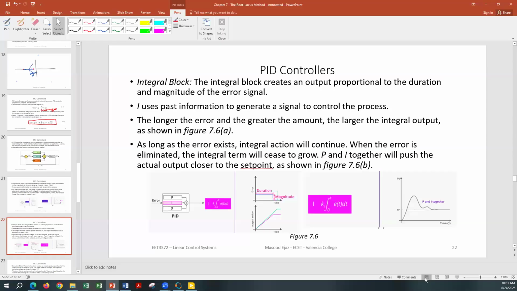Proportional and integral block together will push the actual output closer to the set point, as you can see over here. So now you're adding the proportional output and the integral output, and your time domain output is going close to the set point value.